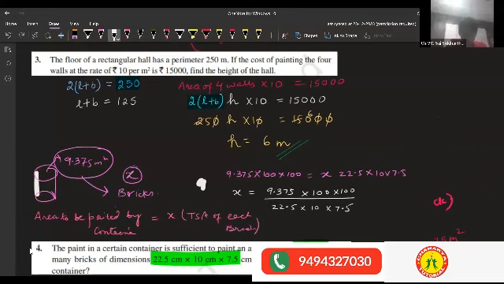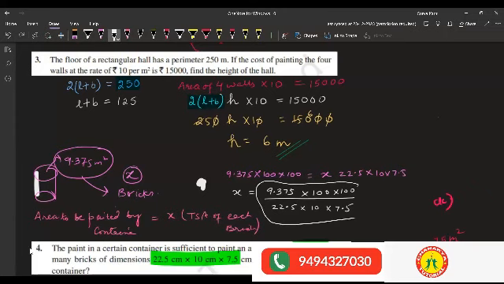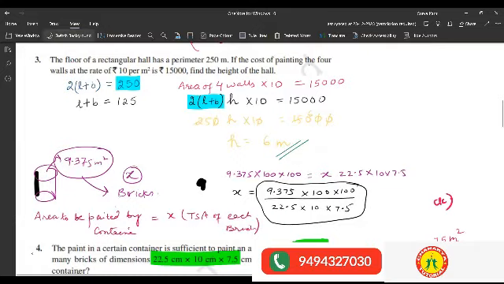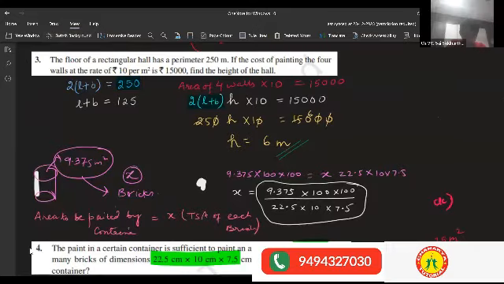Sir, I got the same answer. But I have not reached till the answer. We should solve this, that's the main problem.